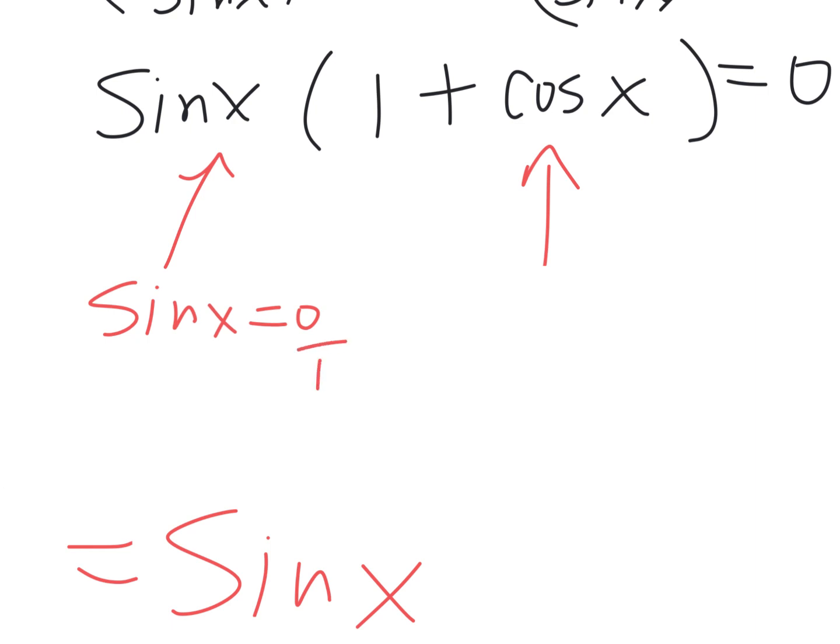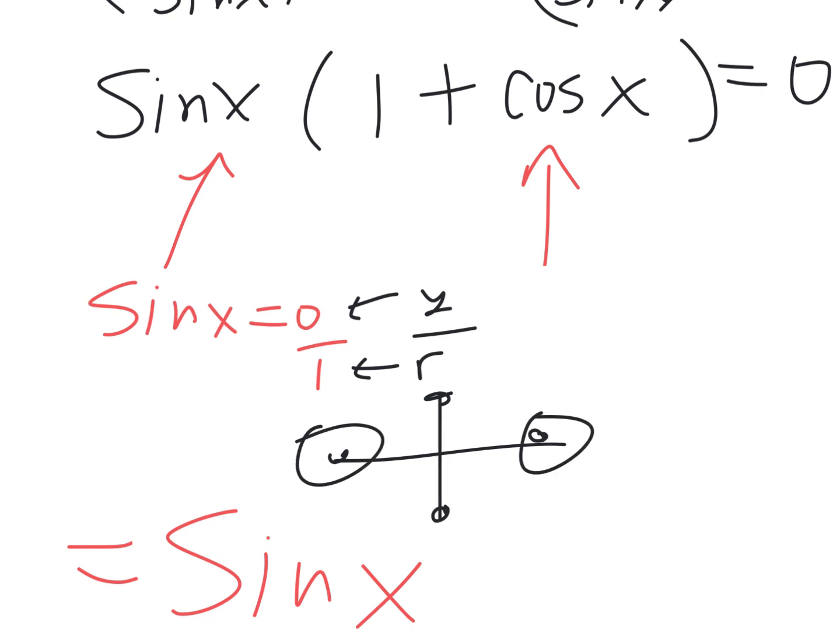Oh, I guess it's over 1. Oh yeah, sine is y over r, you gotta know that. And then you gotta know the quadrantals. Where is y 0? And then y is 0 here and here. So the answers would be 0 and pi for that part.